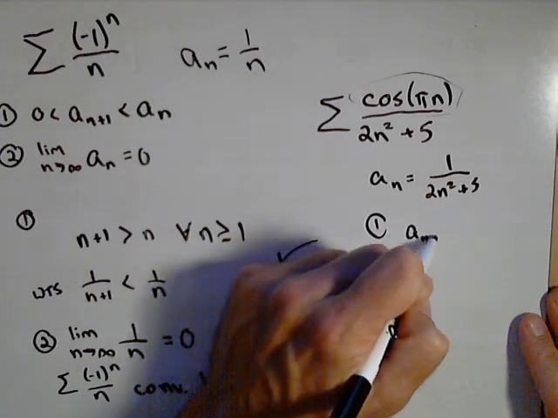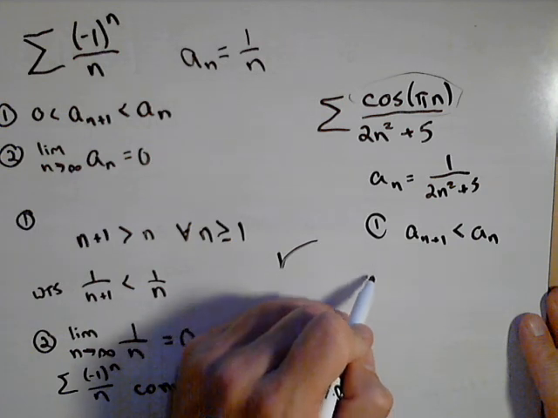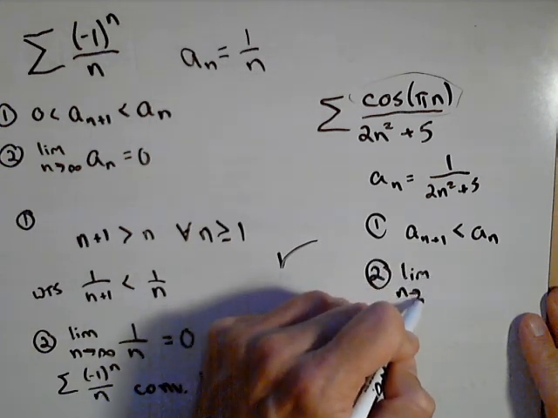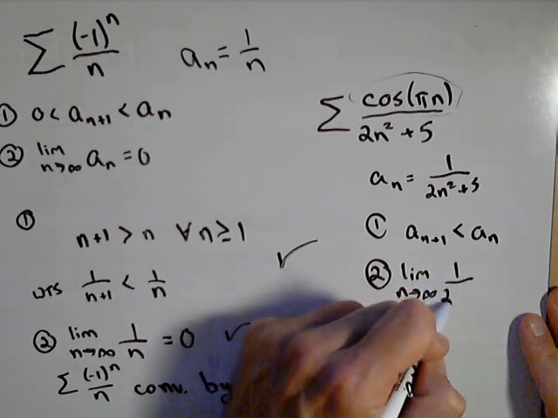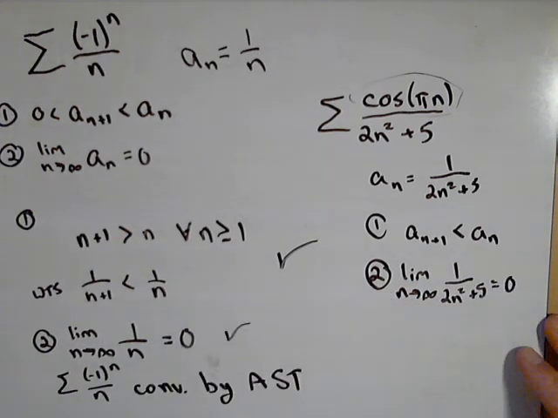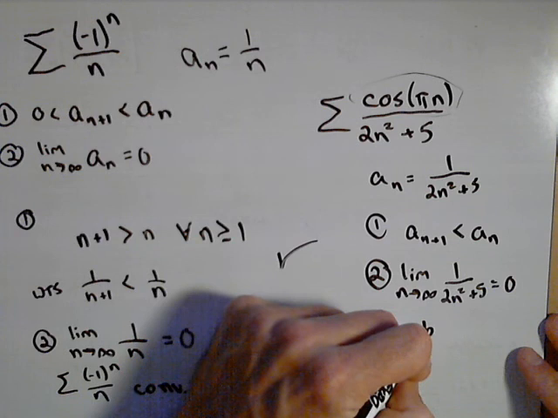But we would show that a sub n plus 1 is in fact less than a sub n. And two, well, you can probably see it already: the limit as n goes to infinity of 1 over 2n squared plus 5 equals 0. So this would be convergent by the alternating series test.